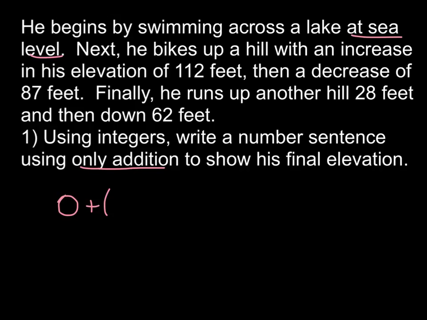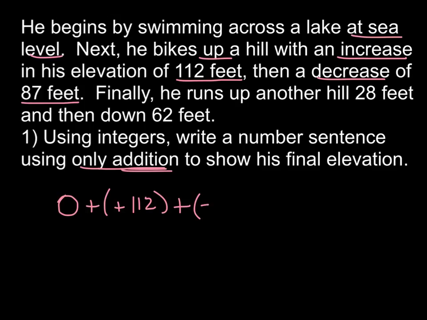And look at the next thing that happens. He's biking up a hill, so he's going up an increase of 112 feet. So an increase, that tells me that it's increasing, going up, or positive 112. I have something else going on here, so I'm going to simply write my next addition sign, because again, I'm only adding. The next thing is that there's going to be a decrease of 87 feet. Well, a decrease would be a negative number, so it's negative 87.